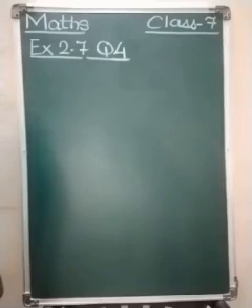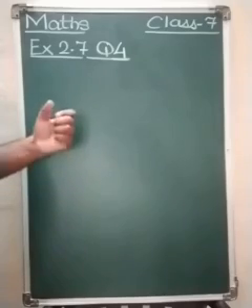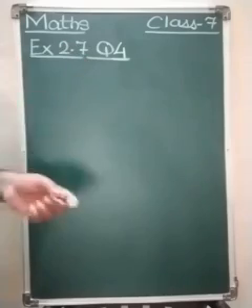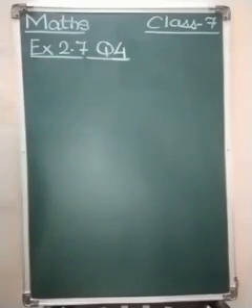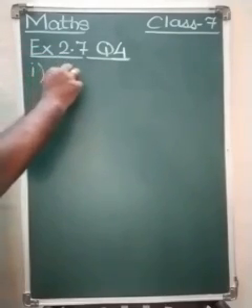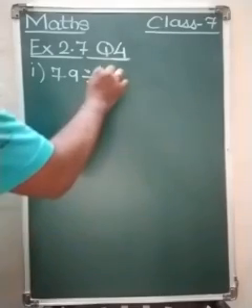Yesterday we saw question number 2 and question number 3. It was a decimal number divided by 10 and a decimal number divided by 100. Now today we are going to see a decimal number divided by 1000. Question number 4 is all about that. So let us see the first sum. What is the first sum? 7.9 divided by 1000.